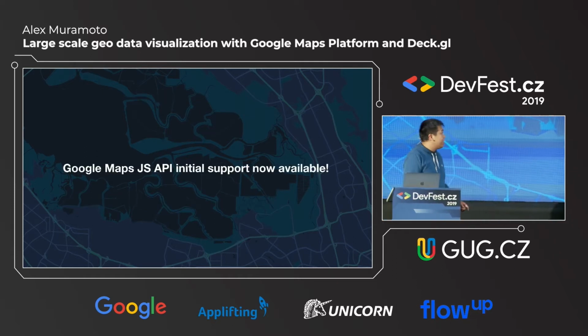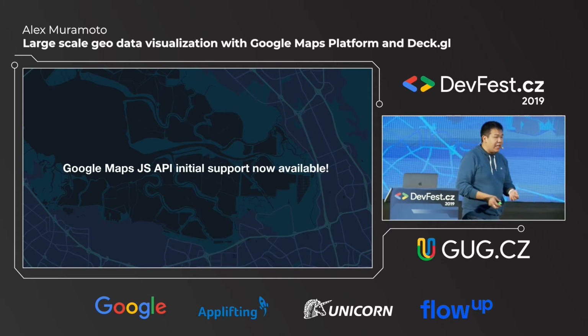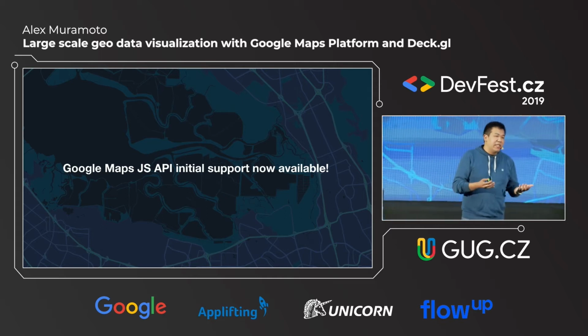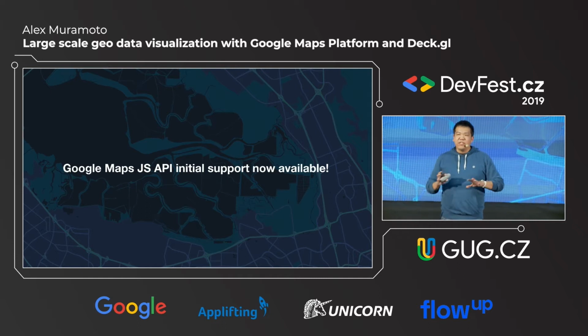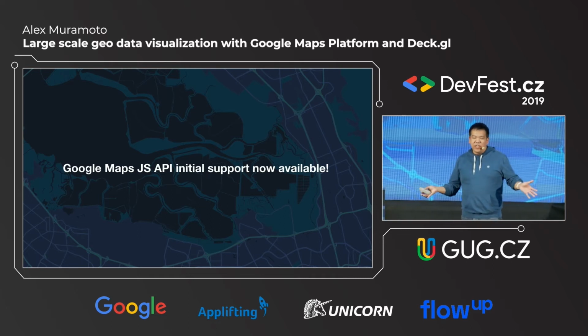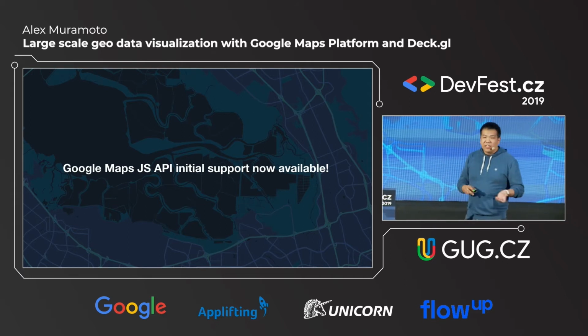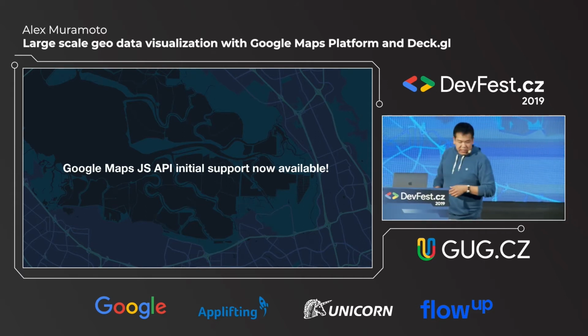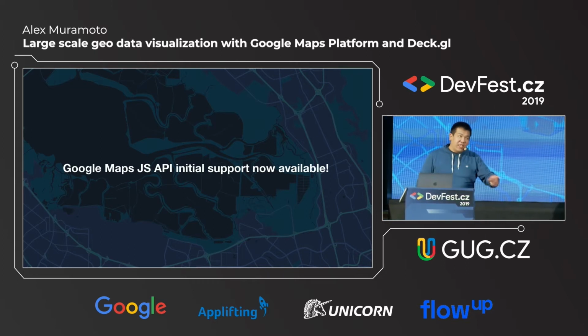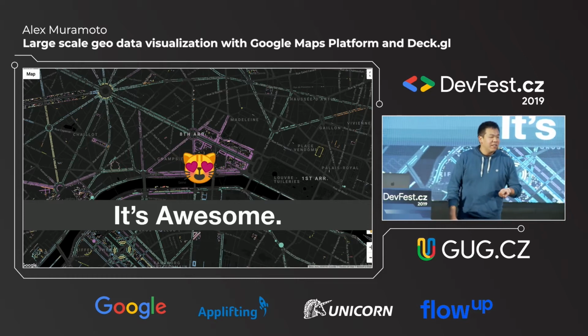And really importantly, initial support in the Google Maps JavaScript API is now available. We just announced this at I/O this year. If you're interested in the guts of how the Deck.gl team got the framework working with Google Maps, and you enjoy reading about issues like camera syncing, then later on I'll have a link that you can take a look at that goes into all the details about that. But even more importantly than that, it's awesome. And this is what's really important.